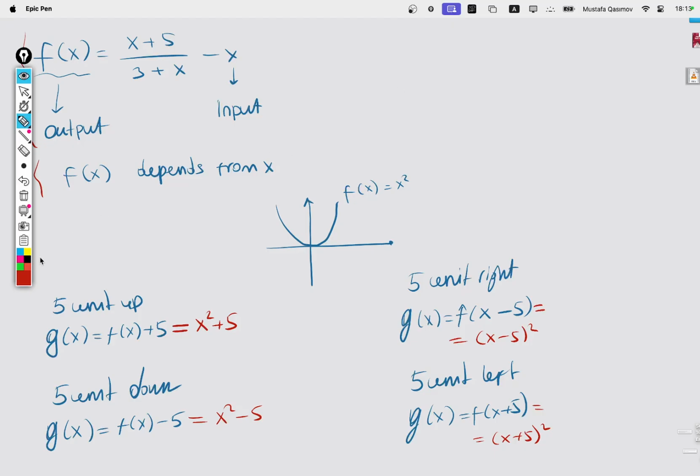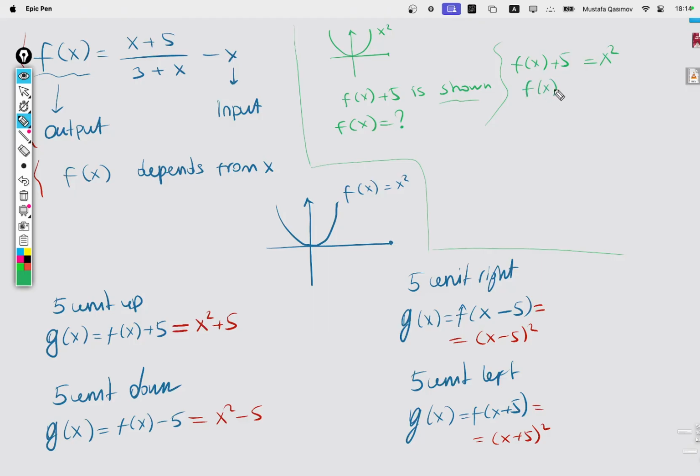Okay, another important thing here, if you have a question, you have to ask. If instead of that one, you have something like that, let's say it is x squared, but it says that f of x plus 5 is shown. What's f of x? For this type of question, when it says shown, it means that f of x plus 5 is equal to x squared. f of x is equal to x squared minus 5, and it is your answer. So when it says shown, it is actually minus.